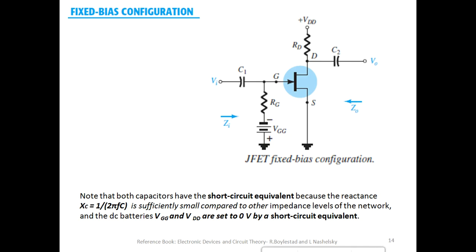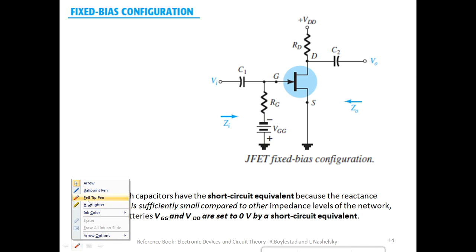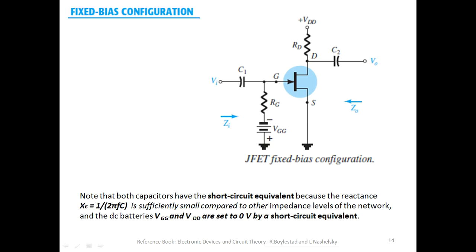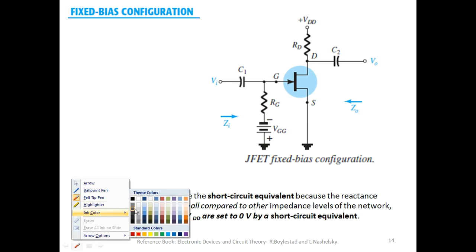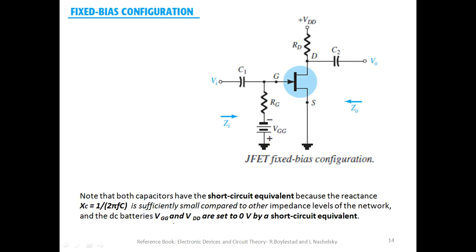So that was the first configuration that we discussed, and I hope that students are clear with the DC analysis and the AC analysis concepts: how to perform the DC analysis and how to perform the AC analysis. Very quickly, let me just remind you. For DC analysis, we assume that C1 and C2, these capacitors, are open circuits, and we also ignore the input and output from the circuit. So that's for the DC analysis.